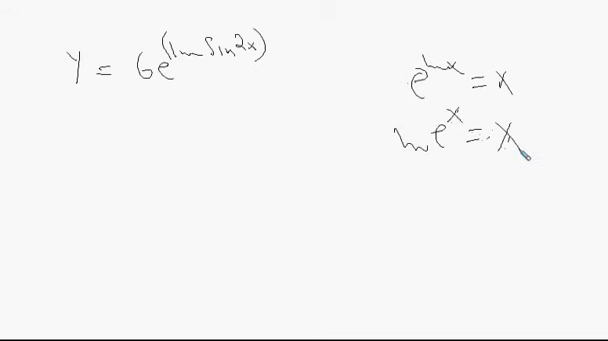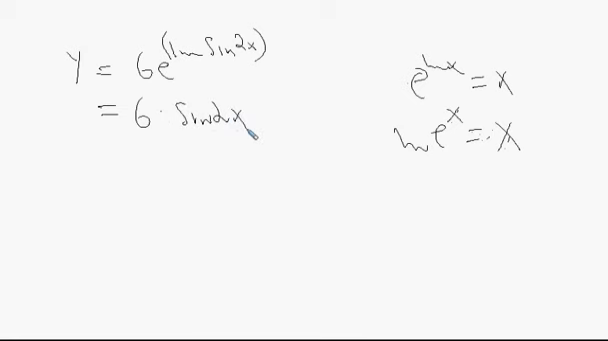There are our properties, because these functions are inverses. So here we have e to the ln of sine of 2x. I'm not taking the derivative yet, I'm just going to rewrite it, because e to the ln of something is that thing. So this is just 6 times sine of 2x.